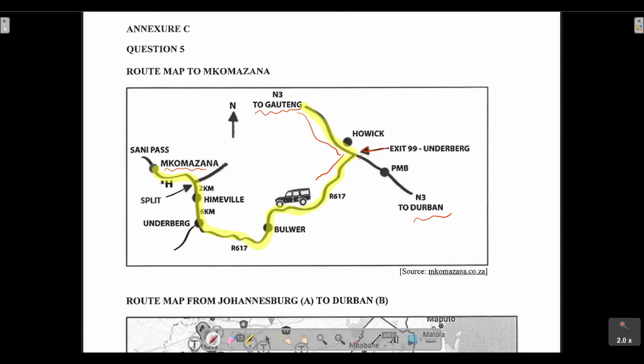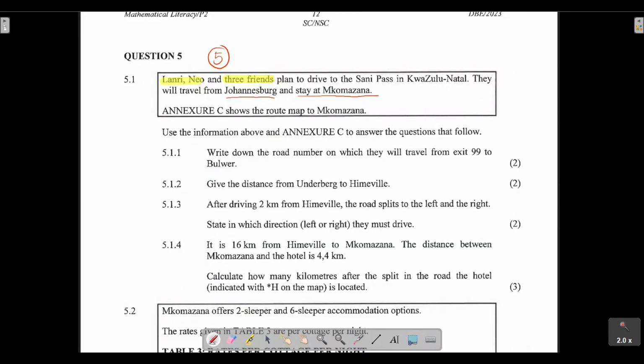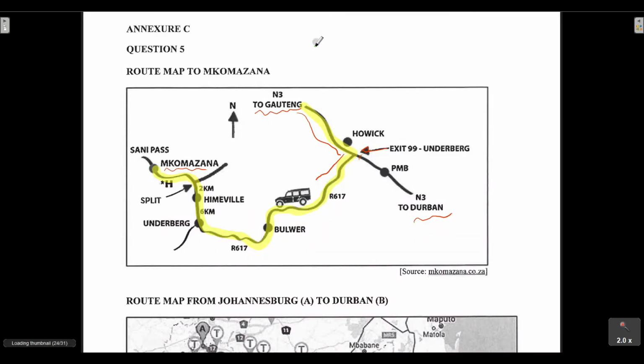Okay, all right, so let's have a look at the questions that are given to us. Question 5.1.1 says, write down the road number on which they will travel from exit 99 to Boulevard. So what is the road number that they will travel on after they've exited? You're basically going to have a look at your route map.